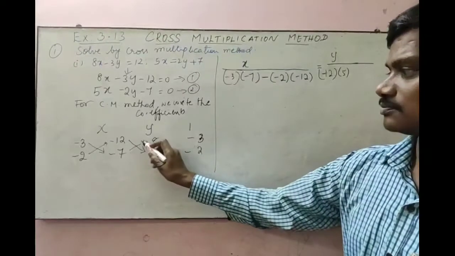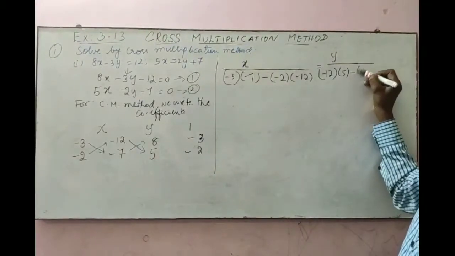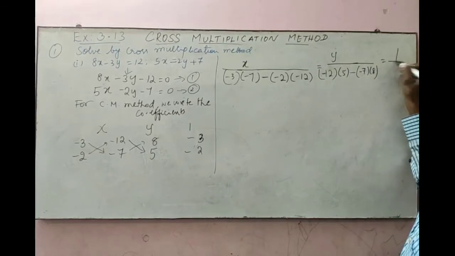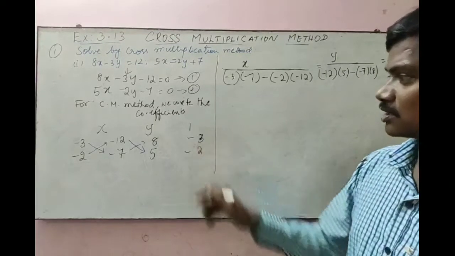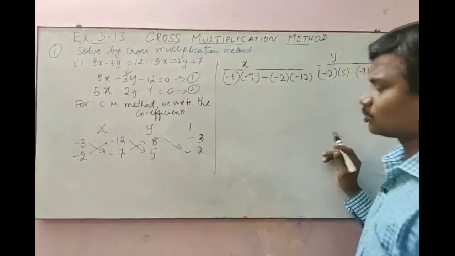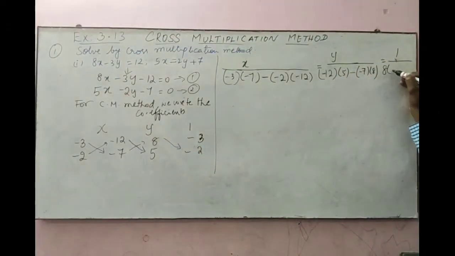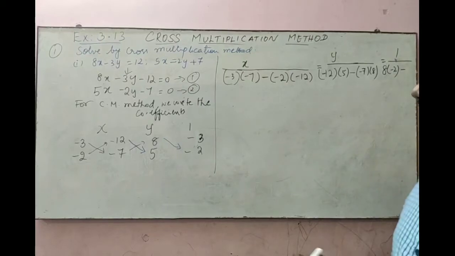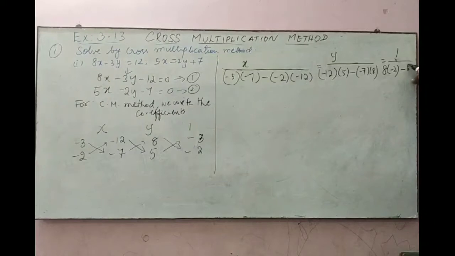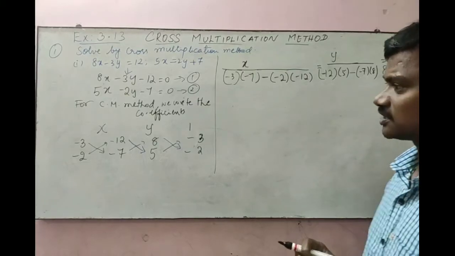Next, this term: minus 7 into 8 equal to 1 by next 1. So first you have to multiply these two numbers, 8 into minus 2, minus these two numbers, 5 into minus 3. So this is the way of cross multiplication.